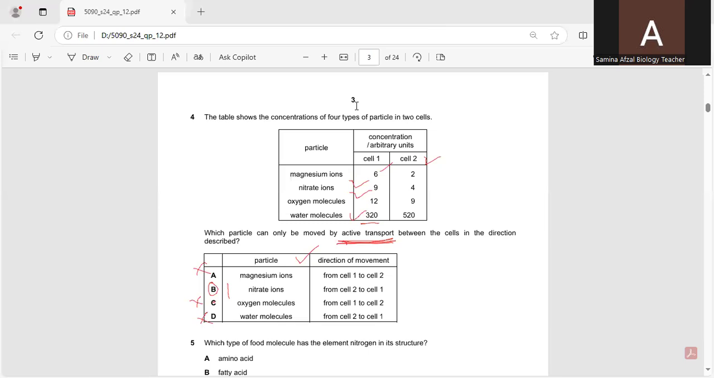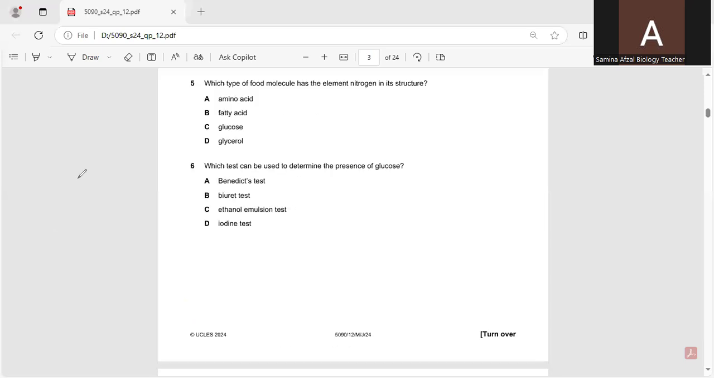Now question number 5: which type of food molecule has the element nitrogen in its structure? Amino acids, the units of protein, are made of carbon, hydrogen, oxygen, and nitrogen. So A is the correct option, as fatty acids are made up of carbon, hydrogen, and oxygen. Glucose is also carbon, hydrogen, and oxygen. Glycerol is carbon, hydrogen, and oxygen. In this way, only amino acids have nitrogen in their structure.